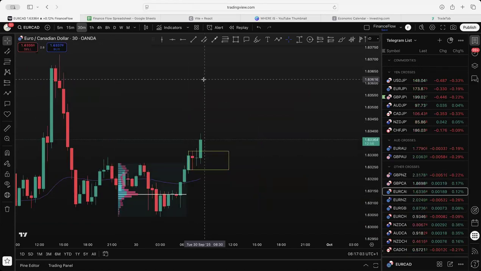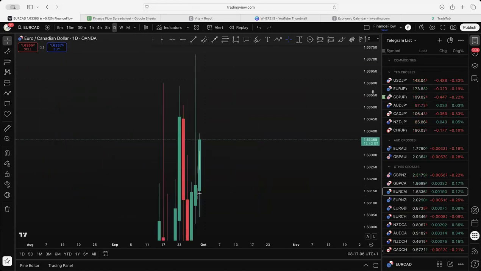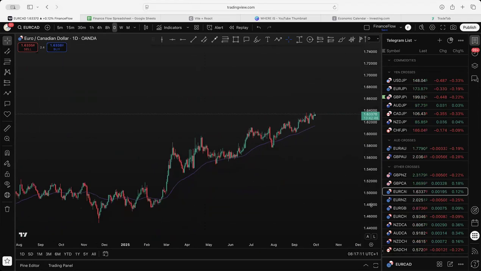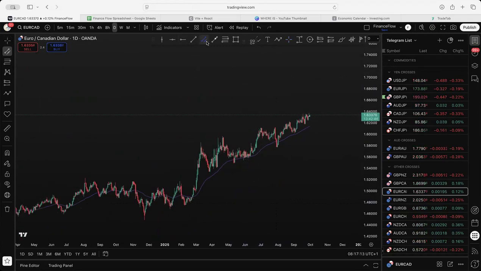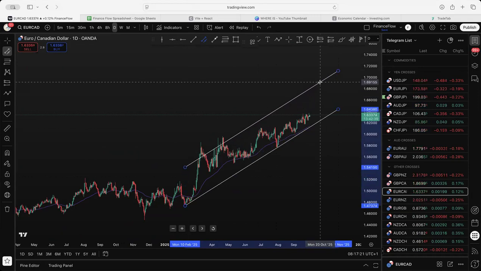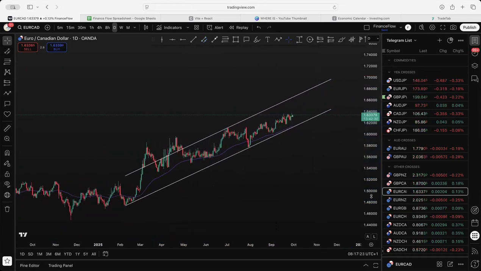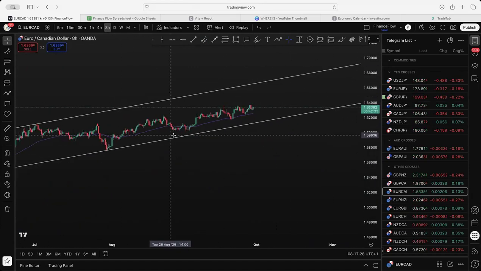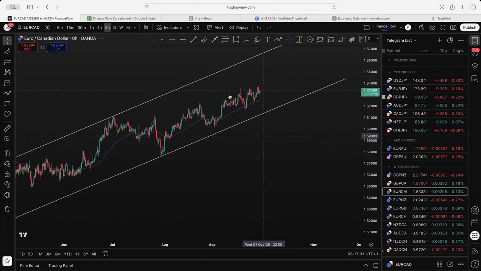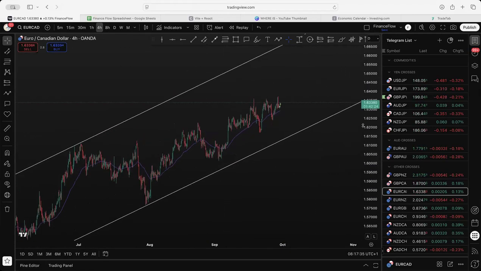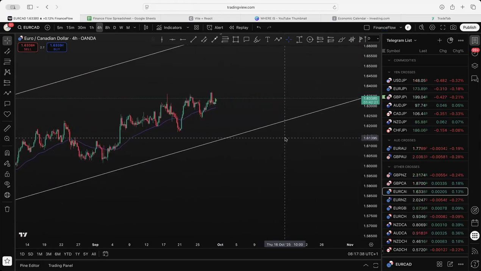I think it was EUR CAD. Let me just have a look, remind myself why I was looking at this. Okay, there we go. So we've obviously got a nice channel here. We've been trading in this for a while, as you can see. Probably let's go about here. So that was one thing. Daily wise, looking like we are continuing. I actually think we might be pumping to the upside here, but it all depends on how the dollar reacts.